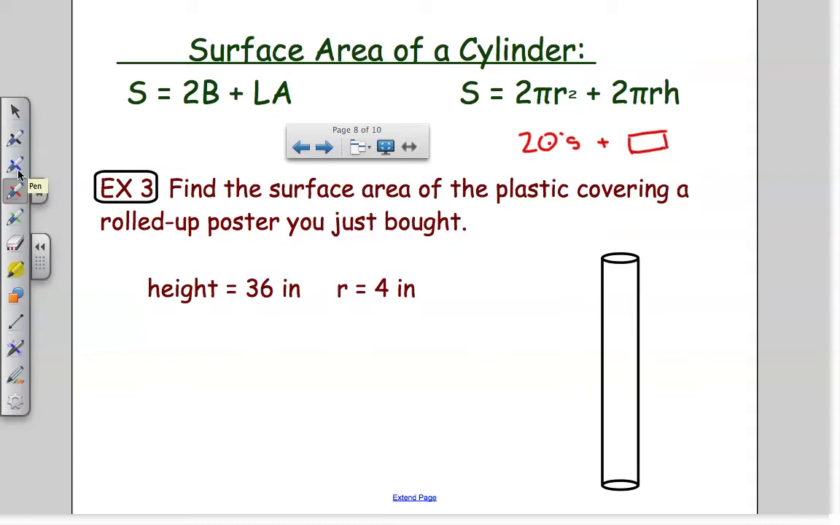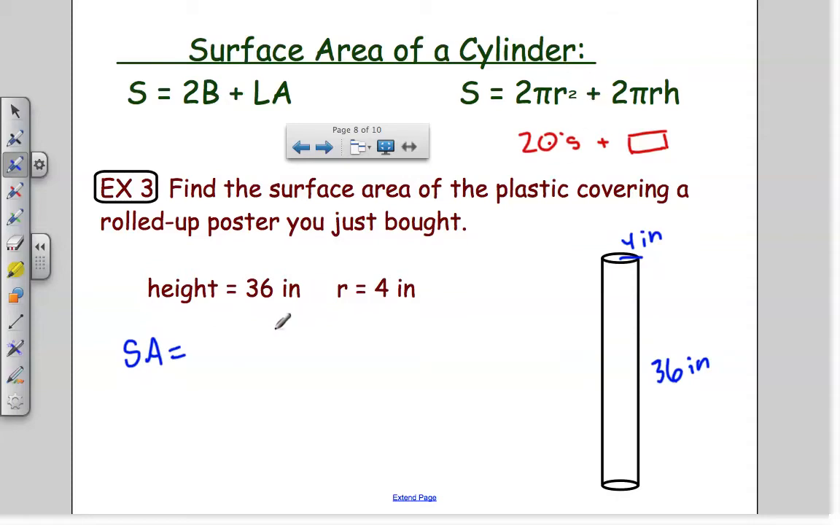Okay. So let's do an example here. Cylinders are kind of nice because you have a formula you're following. It's as simple as that. Find the surface area of the plastic covering a rolled up poster you just bought. Okay, so we just bought this poster. The height is 36 inches and the radius is 4 inches. What is the surface area?